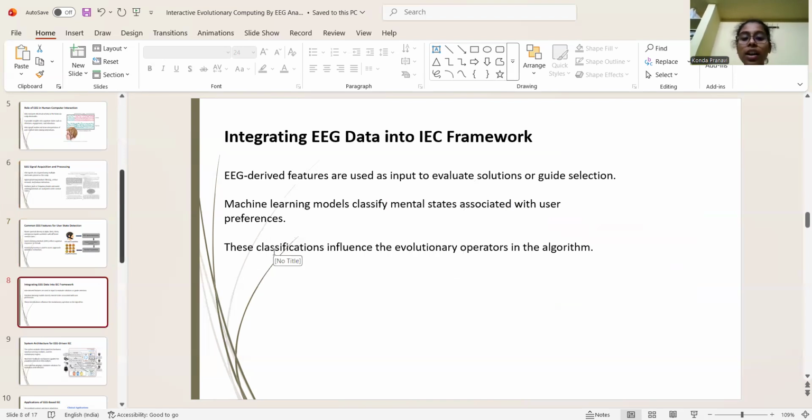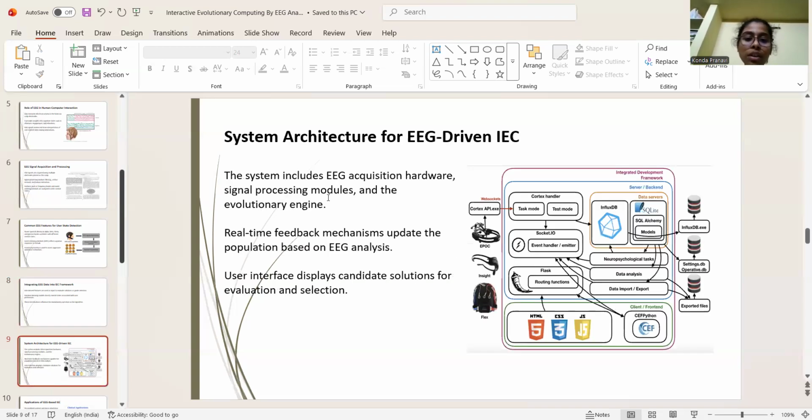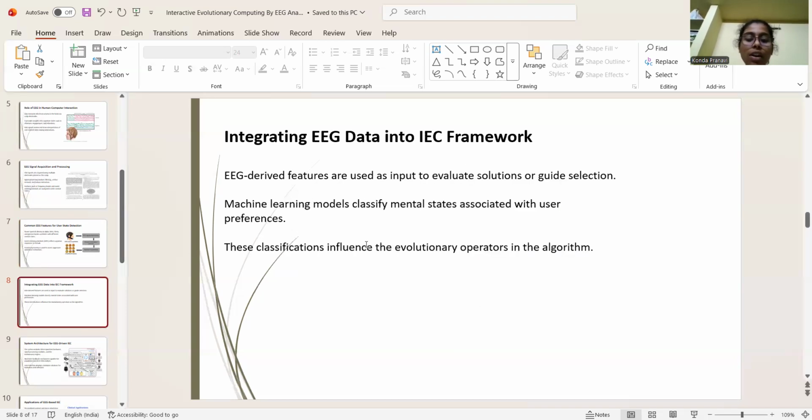Integrating EEG data into the IEC framework. In EEG-based IEC, the extracted EEG features are used as feedback instead of manual user ratings. Machine learning models classify these brain signals to estimate user preference, and this information guides the evolutionary algorithm. The EEG derived features are used as input to evaluate solutions or guide the selection process, influencing the evolutionary operations in the algorithm.